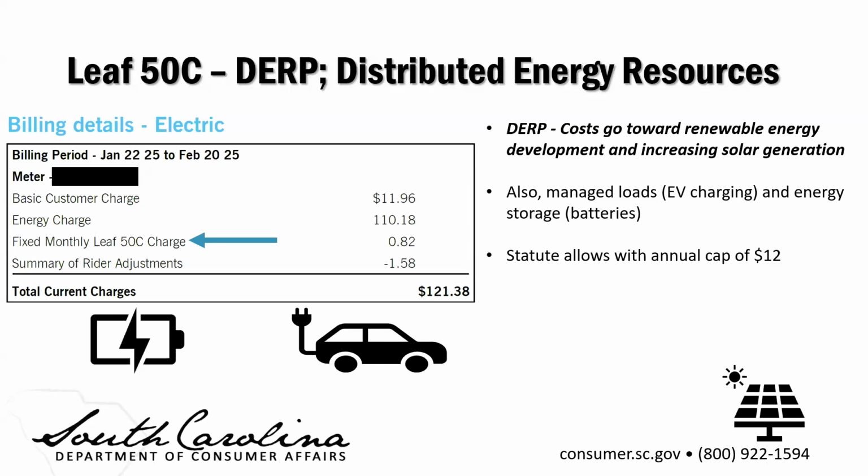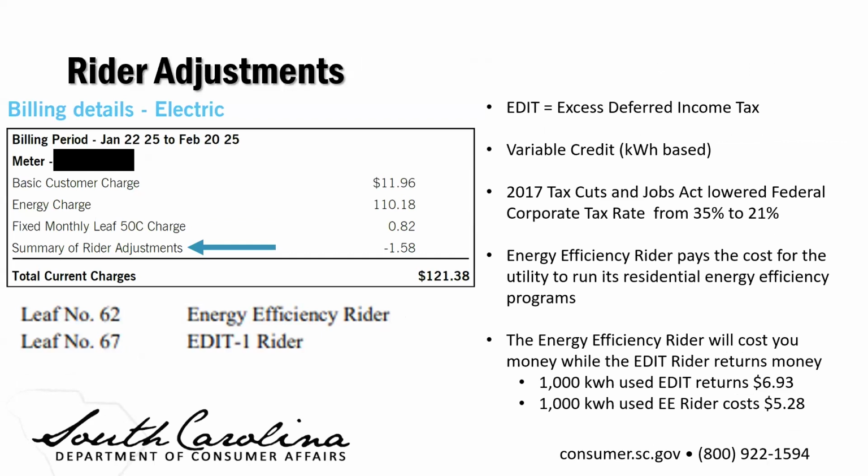A distributed energy resource is just an energy resource that's going to connect to the grid, like a renewable energy facility, managed loads such as EV charging, energy storage like batteries, and other programs intended to incorporate renewable generation resources. And per statute, the utility is allowed to recover the cost to implement these programs. Statute also gives an annual cap for residential customers of $12.